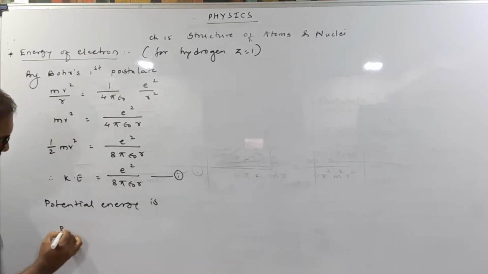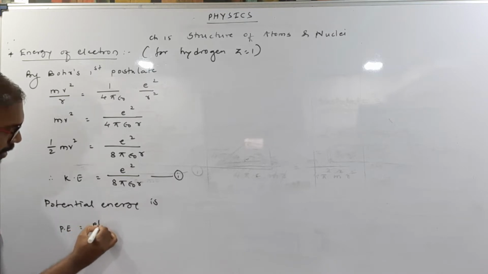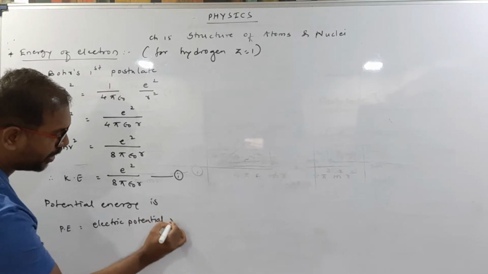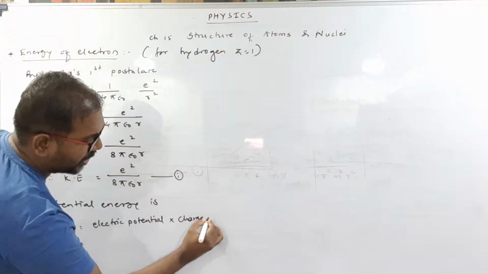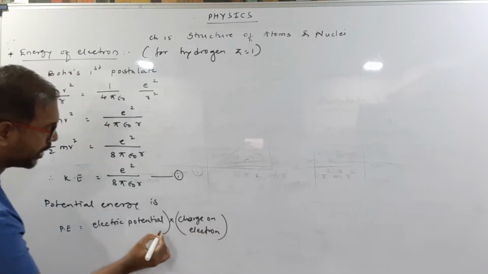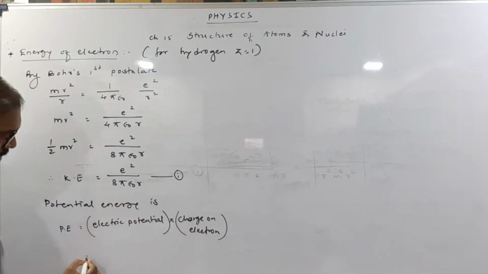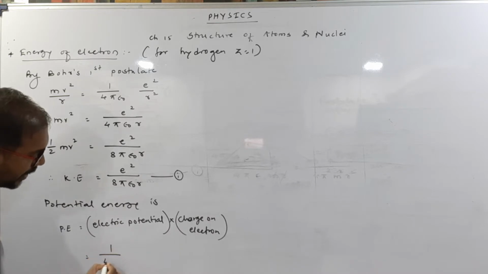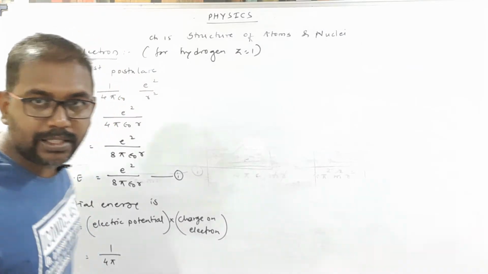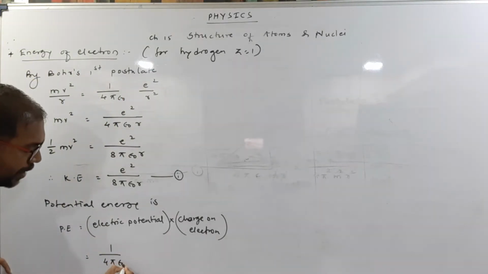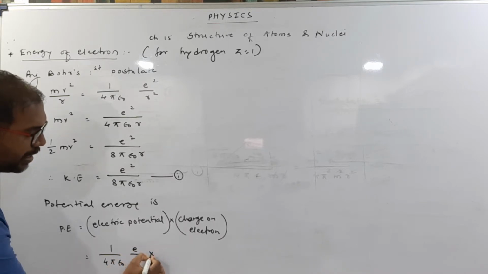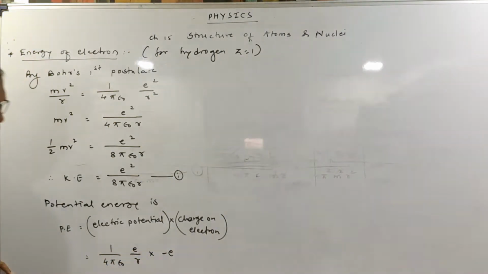So here you remember one thing. Potential energy we can write by a formula: electric potential multiplied by charge on electron. Electric potential we can write as 1 upon 4 pi epsilon 0, then e by r, multiplied by charge on electron, which is minus e.